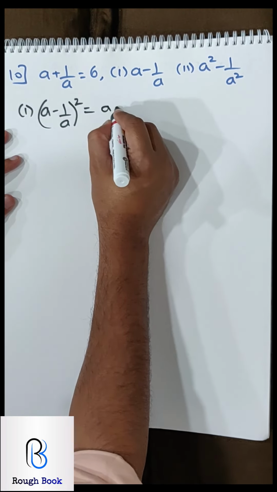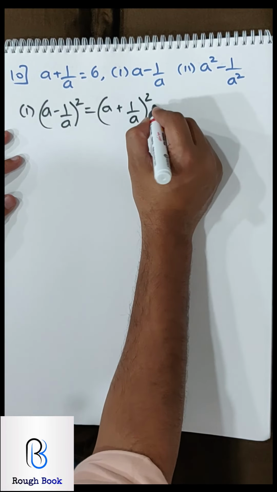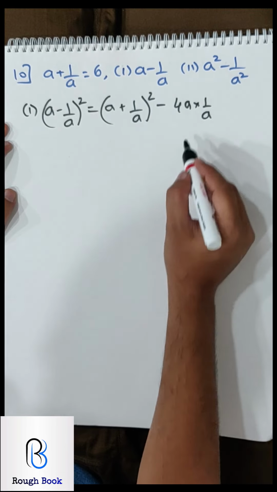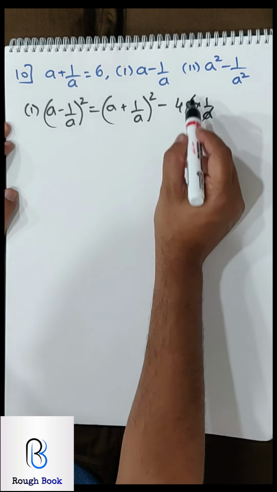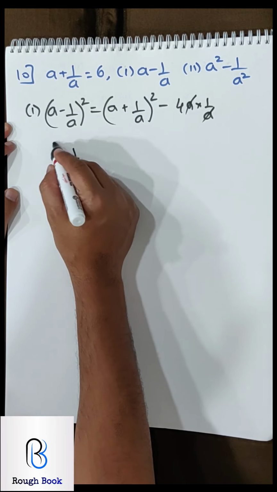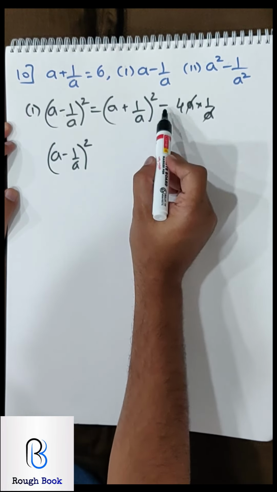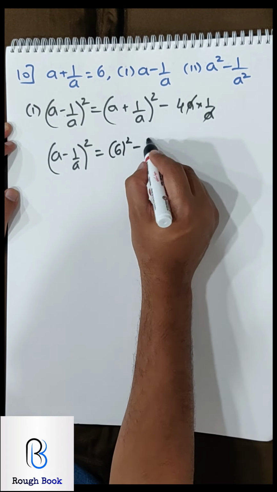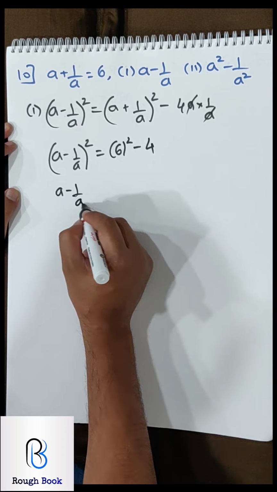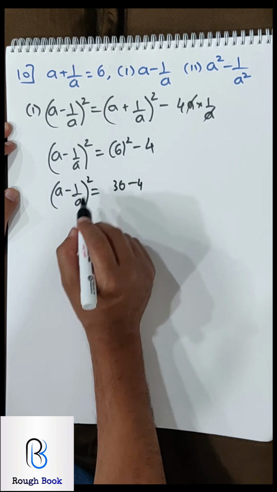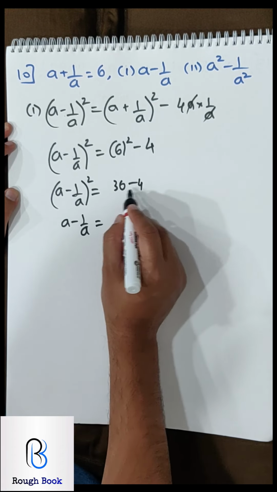Using the relationship formula. Now here, the best part is this gets cancelled. So you just have the value then. A minus 1 upon a is what I'm trying to find. I'm repeating it again: if this is minus, this will be minus. (a plus 1 upon a) is 6 square minus 4. So (a minus 1 upon a) the whole square will be 36 minus 4. So (a minus 1 upon a) the whole square is 32.